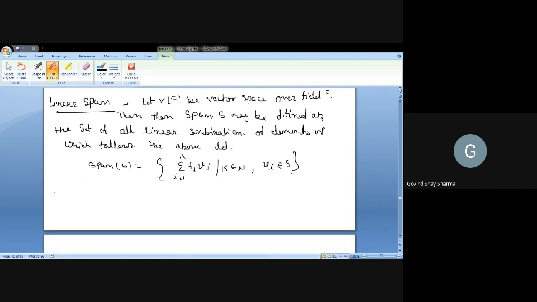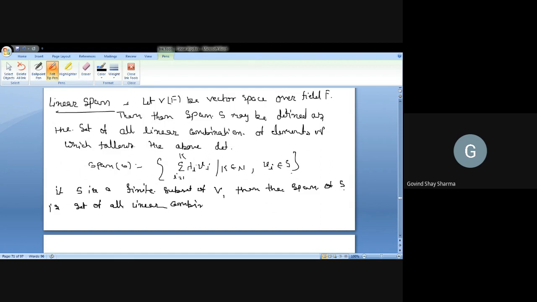If S is a finite subset of V, then the span of S is the set of all linear combinations of the elements, and for the empty set phi, the linear span is equal to 0.